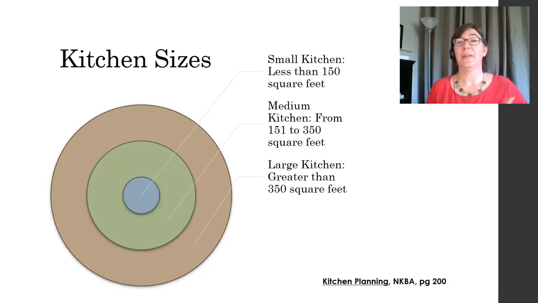The NKBA specifically categorizes the kitchen sizes into small, medium, and large. Small is less than 150 square feet. Medium is from 150 to 350 square feet, and large is everything bigger than that. Why is this important? Because in some of the NKBA guidelines, they set criteria, for example, for recommended storage space based on the kitchen size in these categories.